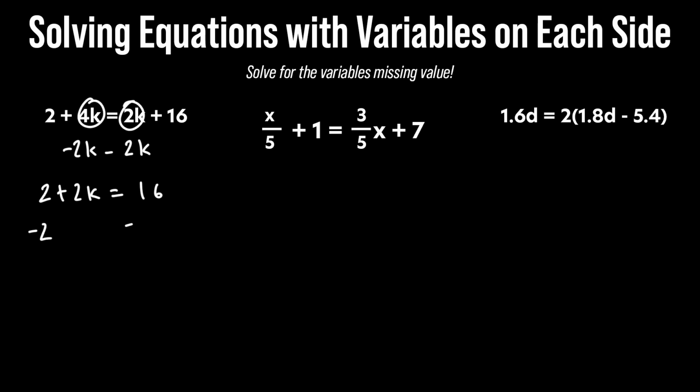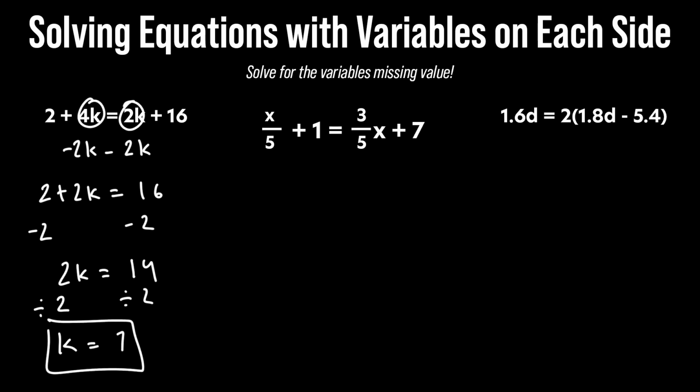Now we can subtract 2 from both sides, and we get 2k is equal to 14. Now we can divide by 2, and we get k is equal to 7. And this is our answer. So what you might notice is that we removed k from the right-hand side by subtracting it, and we're left with k isolated on the left.